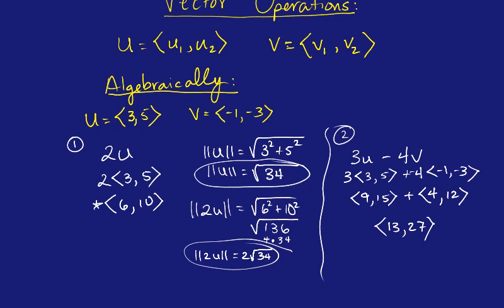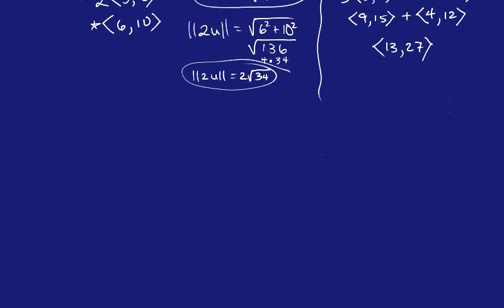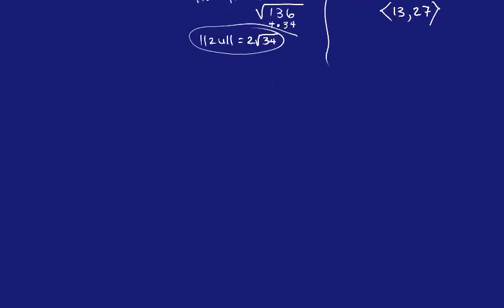Okay, so that's how you combine and do vector operations with vectors algebraically. You can also do this graphically, and the way that you do it graphically is pretty neat.